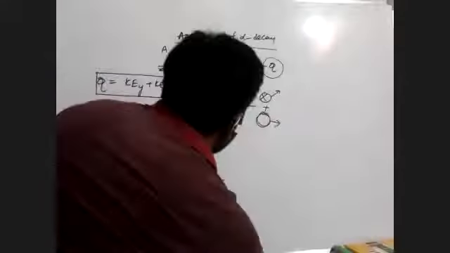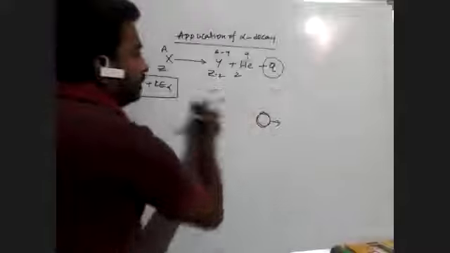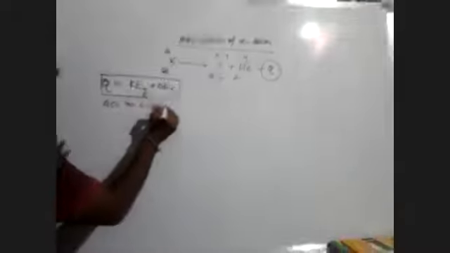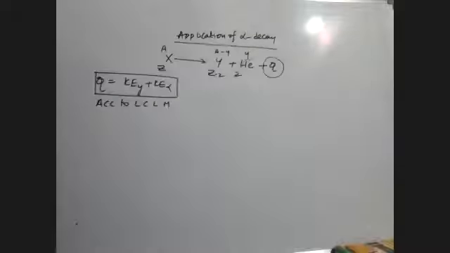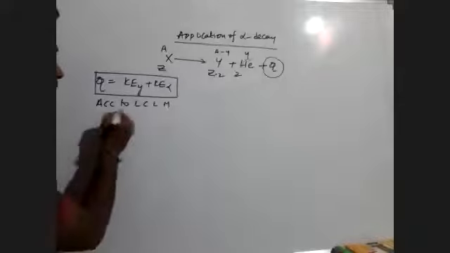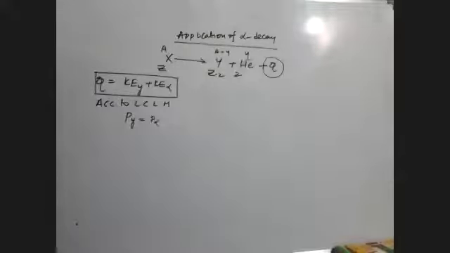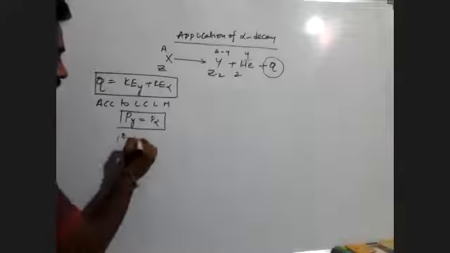Now, according to the law of conservation of linear momentum, the momentum of Y is equal to the momentum of the alpha particle. So momentum is constant, P is constant.